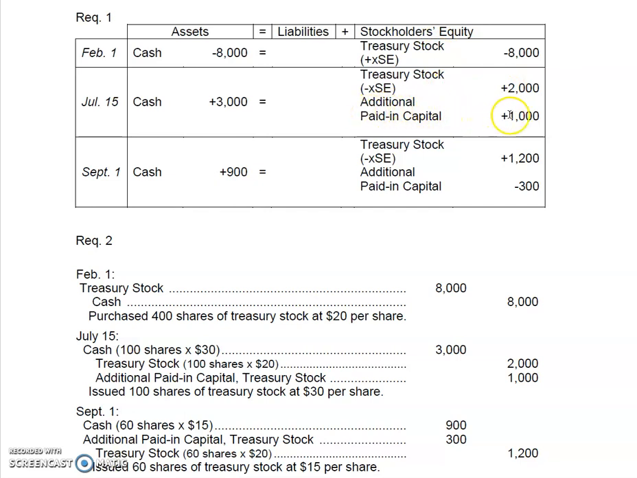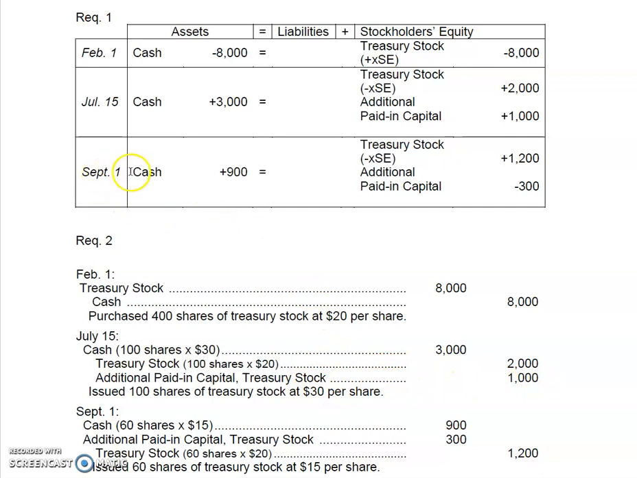And then we increase additional paid-in capital. So there's our journal entry: debit cash, credit treasury stock at cost, and credit additional paid-in capital for the additional amount that was paid above cost by the people who bought the treasury stock.